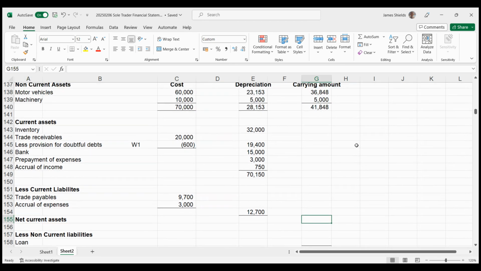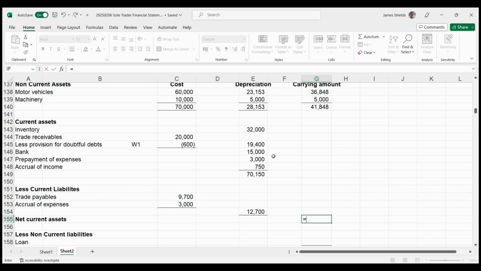Now this figure goes in your third column. So your current assets are 70,150. You take away your current liabilities of 12,700 and you get £57,450. That's our net current assets. Now, we've got to add it on to the 41,848 of our non-current assets. And that goes underneath the line there, so it's our total. So it's 41,848 plus the 57,450 gives us 99,298.